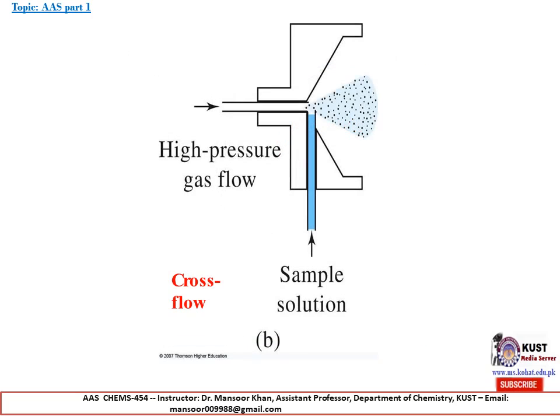This is another type of nebulizer, in which a high pressure gas flow comes from one direction while the sample solution comes from the other. This is called cross flow. The gas pressure flow and the sample solution are at a right angle to each other, so the high pressure gas passes the sample solution on one side, and it is converted into small droplets, which is called a spray, and this can be easily atomized. So this is another type of pneumatic nebulizer which is largely used nowadays for atomic absorption spectroscopy.